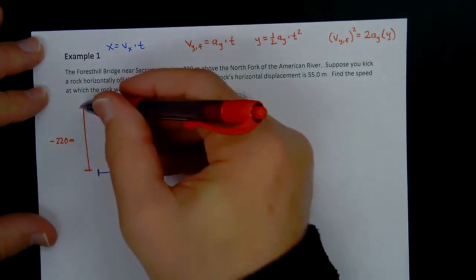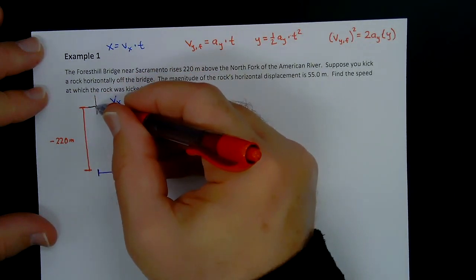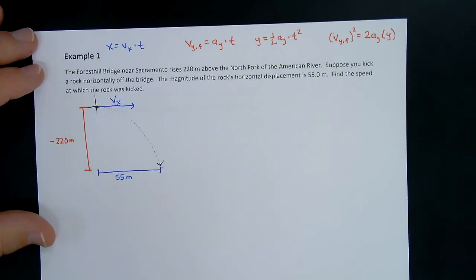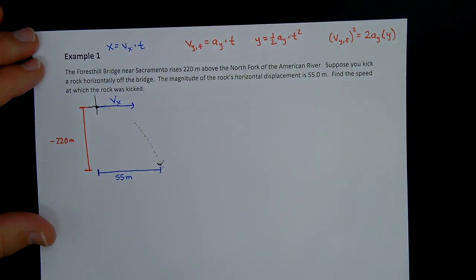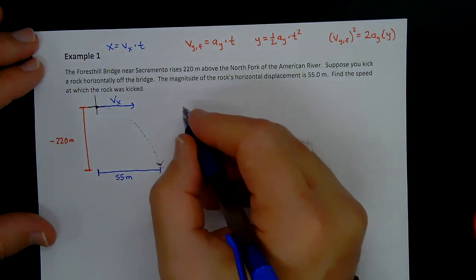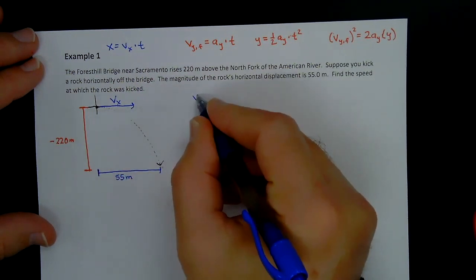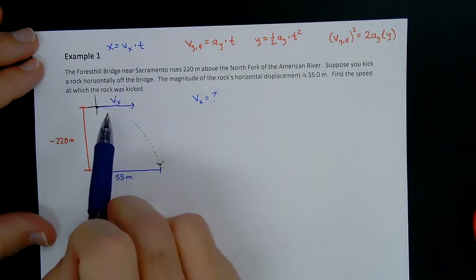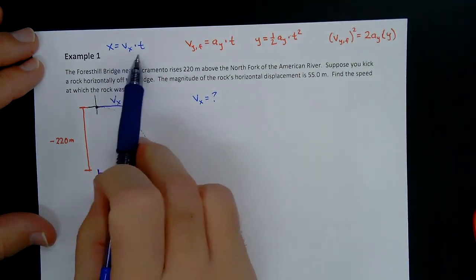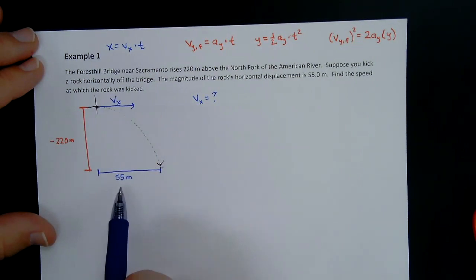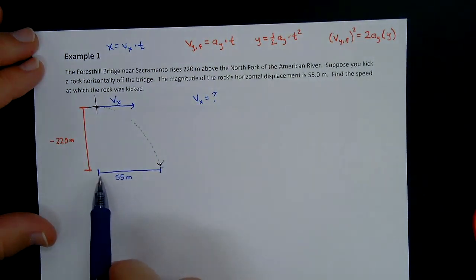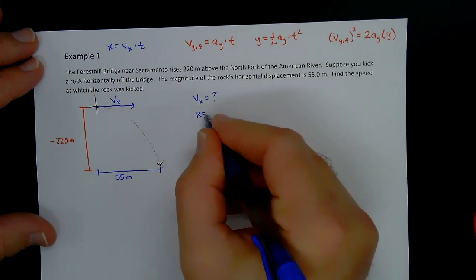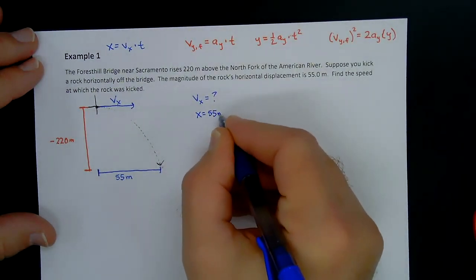And the negative just tells you down from where you're starting. So this is where we started. We're going down negative 220 meters. Okay. So now what do we know? We don't know V sub X. That's actually what we're trying to find. That's a horizontal piece. So there's 3 pieces to this, right? We do know X because that's the horizontal displacement. We know that's 55 meters. So we know X is equal to 55 meters.